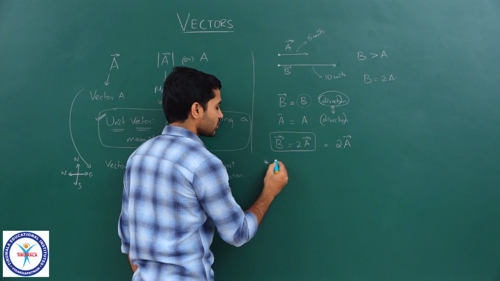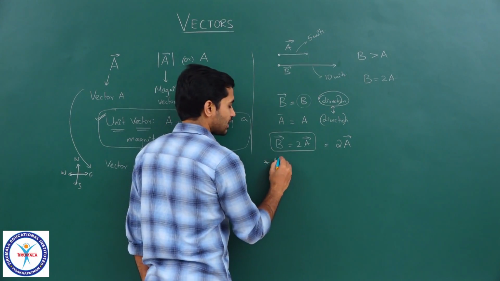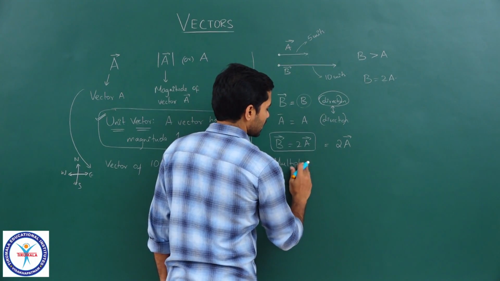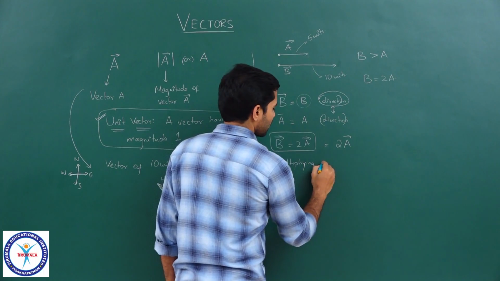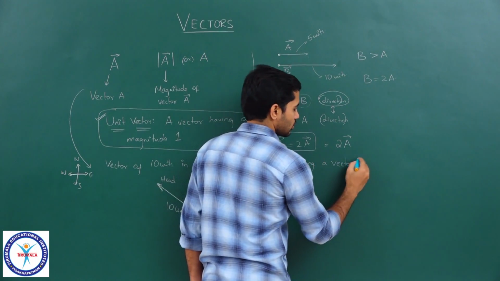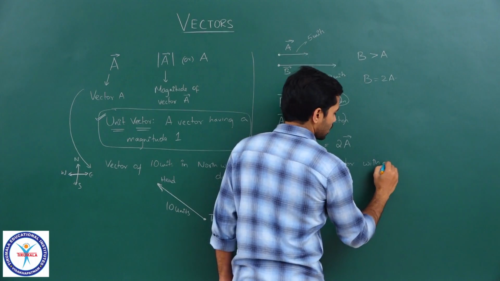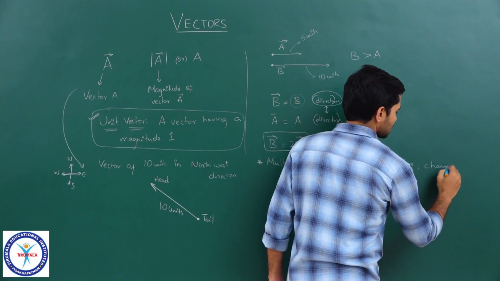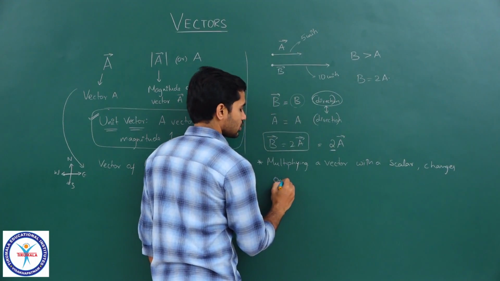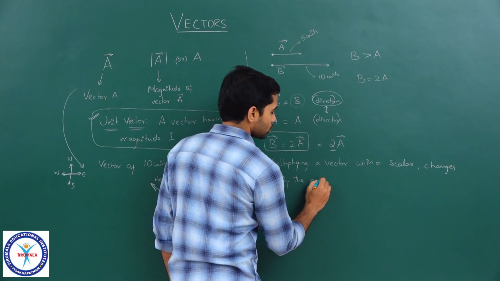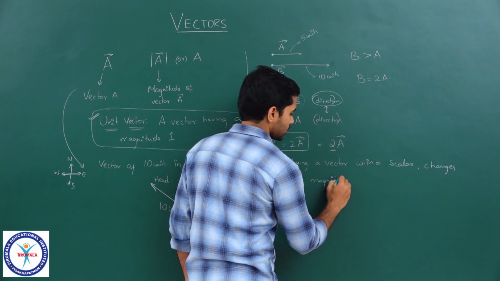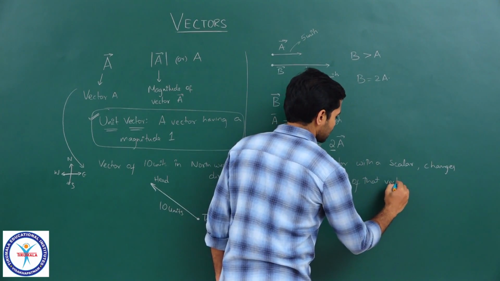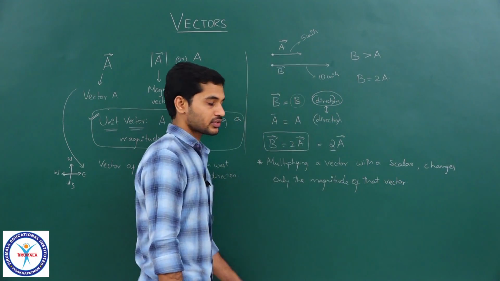So from this we can understand one concept, that multiplying a vector with a scalar changes only the magnitude of that vector. Right, students? So that is the basic idea.